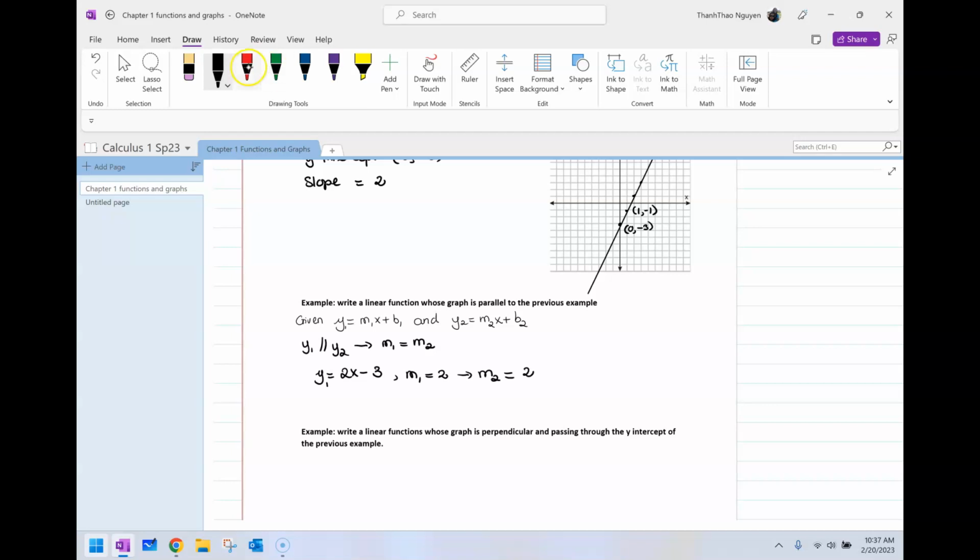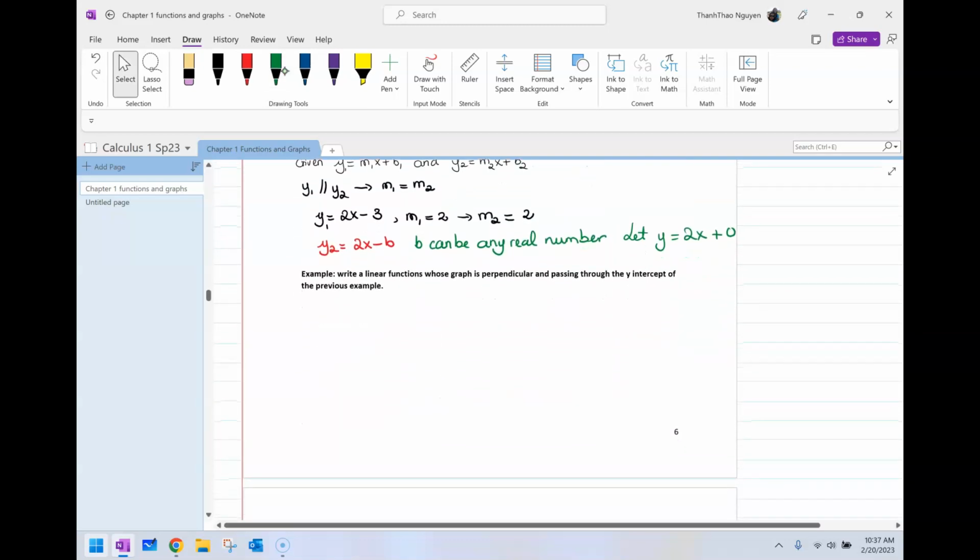This leads to m2 = 2. So I can write this y2 = 2x + b. Now we weren't told what point y2 must pass through, so we can't really calculate b here. So let's just pick one. b can be any real number. So let y = 2x + 0. This line is parallel with the previous one.